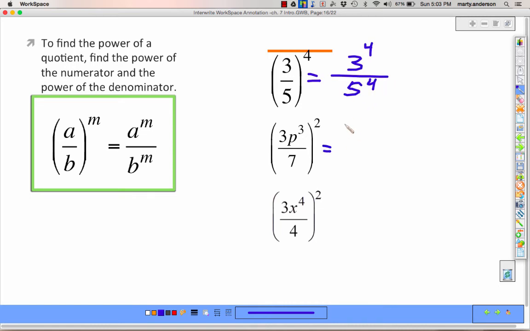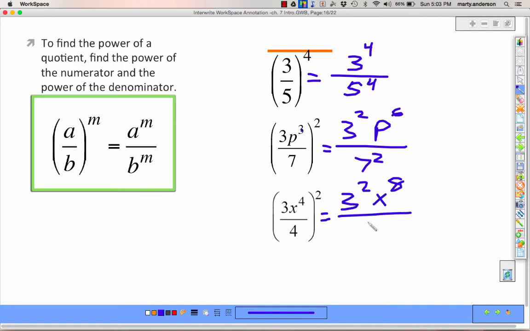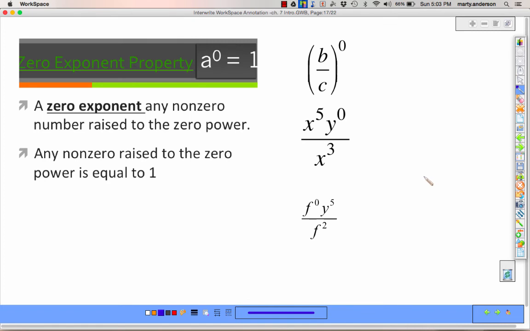If I have a problem like this, I got 3 squared. I got p cubed squared. Raising a power to a power, multiply. So all of these things are going to carry over. So everything in there needs to be raised to the 2nd power. 3 squared, x to the 4th squared, and 4 squared. Obviously, I'm not simplifying these now, but you may be asked to simplify this to 9 over 16, 9x to the 8th over 16, or something like that.